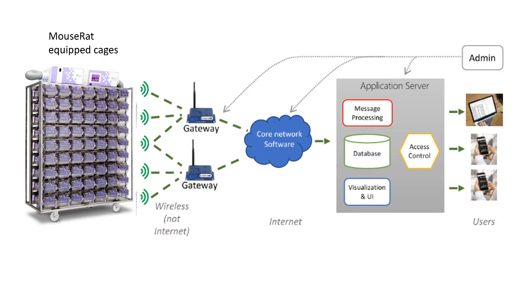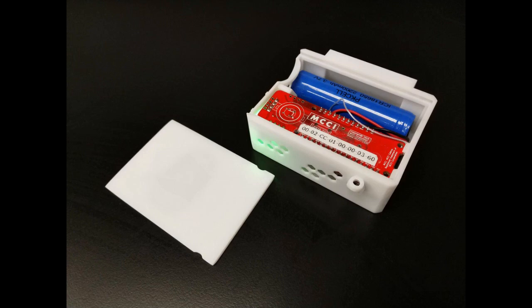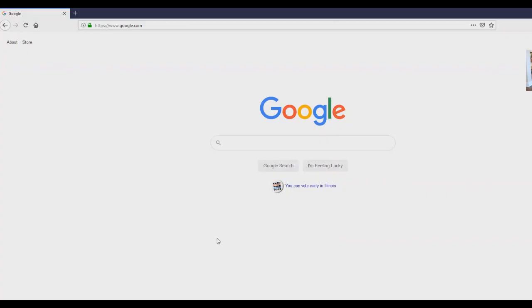The network side of things is all open source, but it gets complicated pretty quickly, and I don't have the time to discuss each aspect during this talk. But the important things are that this MouseRat device is very small. It fits in a cage. It can accept inputs from devices like FED, and all the data streams online.